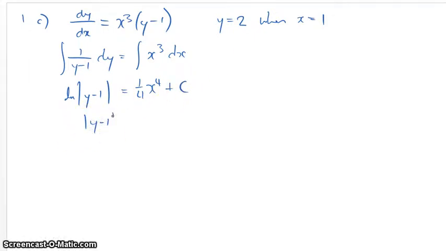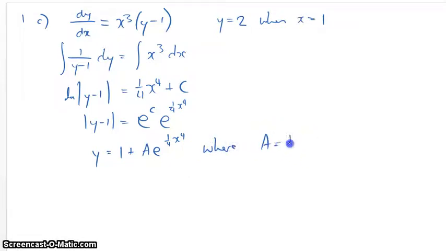Mod y minus 1 is equal to e to the c, e to the 1 over 4 x to the power of 4. y is equal to 1 plus a e to the power of 1 over 4 x to the 4, where a is plus minus e to the power of c.